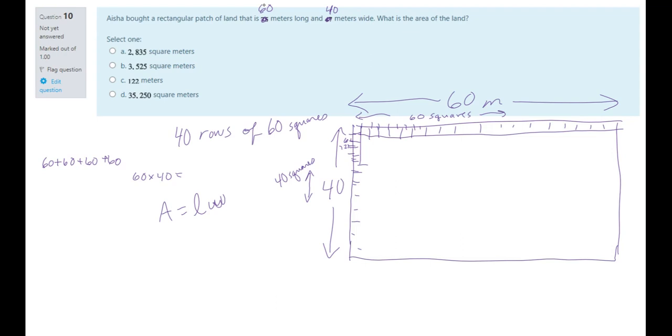And that length times width is the number of squares across times the number of squares down. And that tells you you got 40 rows of 60 squares, which is 240. And we call them square meters because literally that square is 1 meter square. We have 240 of them fitting in there. Okay.